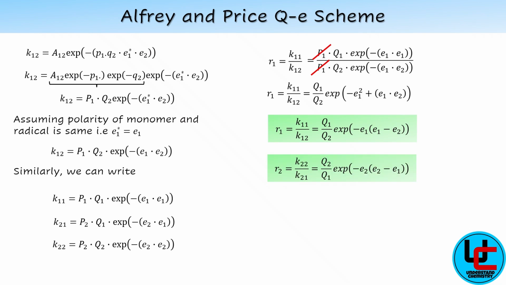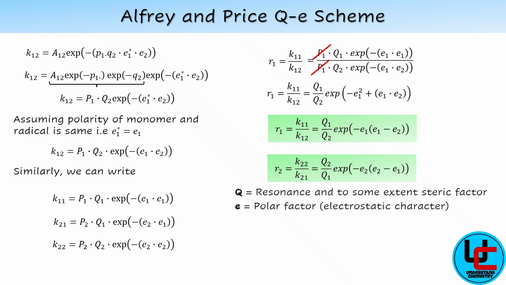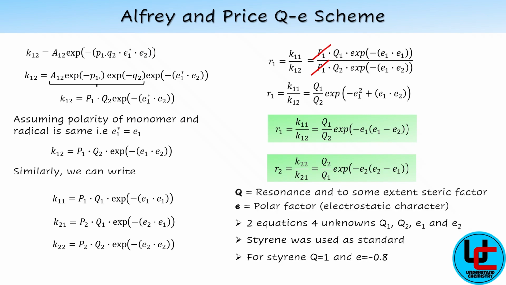R1 equals Q1 over Q2 times the exponential of minus E1 times (E1 minus E2). And R2 is similarly Q2 over Q1 times the exponential of minus E2 times (E2 minus E1). So what are Q and E? Q captures the resonance stabilization and to some extent steric effects of the monomer. E represents its polar electrostatic character.